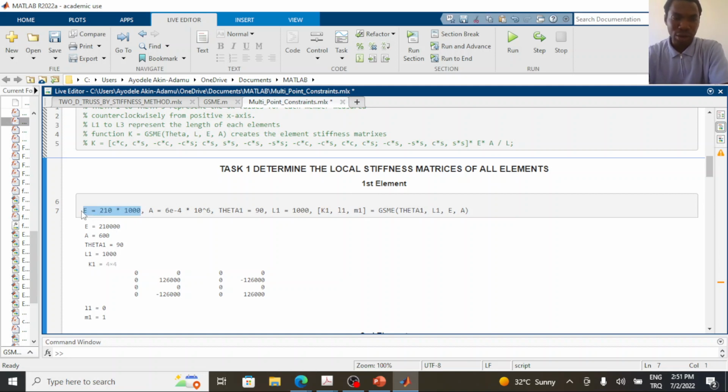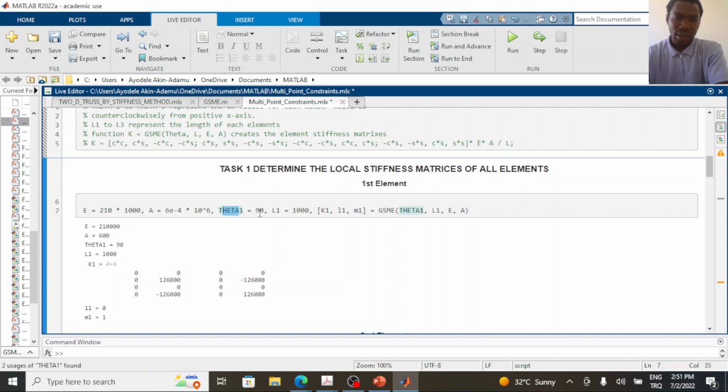We need to define our Young modulus. The E variable here denotes my Young modulus. The unit is Newton per millimeter square, which is why this is 210 times 10 to the power 3 Newton per millimeter square. The area unit is millimeter square. Initially the unit was meter square, that is 10 to the power minus 6, so I multiply by 10 to the power 6 to convert it to millimeter square. A here denotes my cross-sectional area for all the elements.